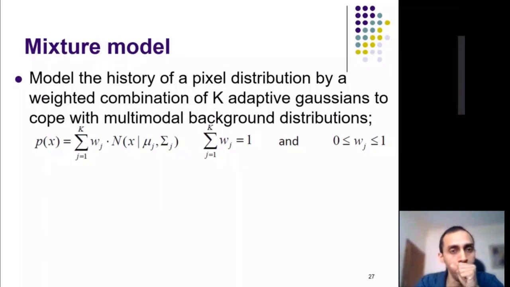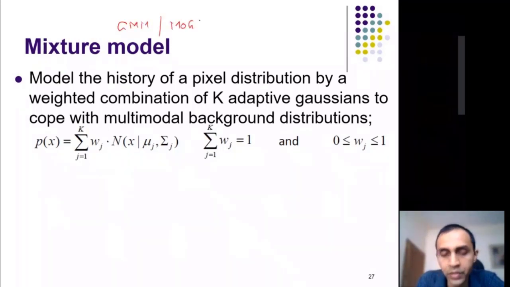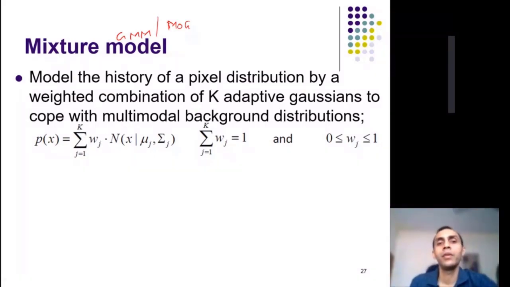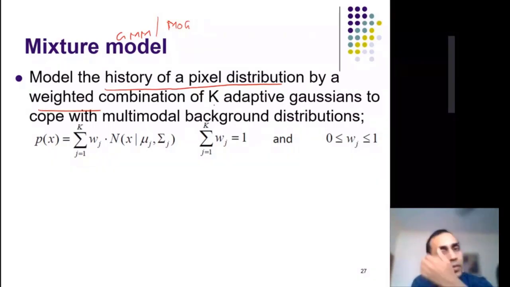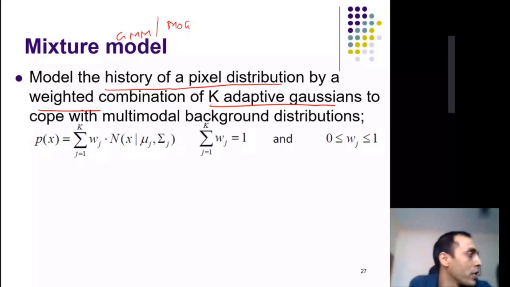So this mixture model, in short form, is sometimes called GMM. Sometimes it is also called mixture of Gaussian. There are different abbreviations used to refer to this technique. The idea here is that we try to model the history of our pixel distribution using a weighted combination of K adaptive Gaussians. The meaning of these terms will become clear. As I said, we are no more going to rely on just one Gaussian distribution.